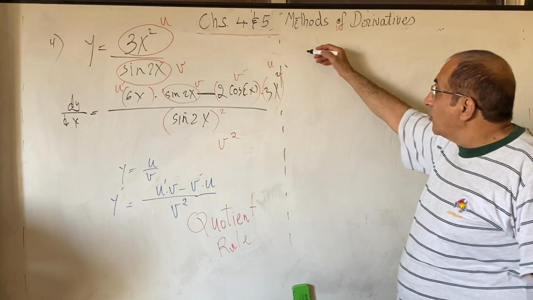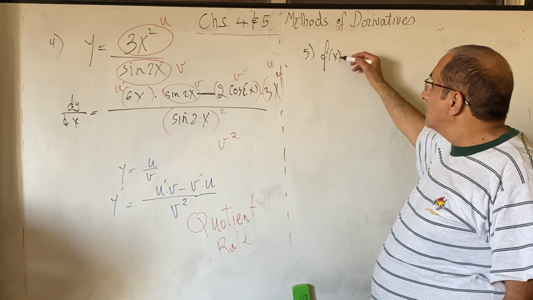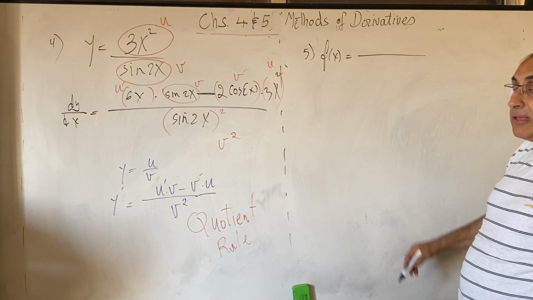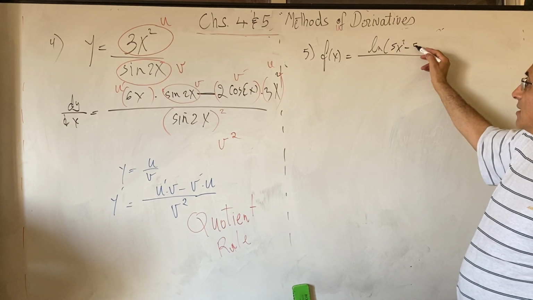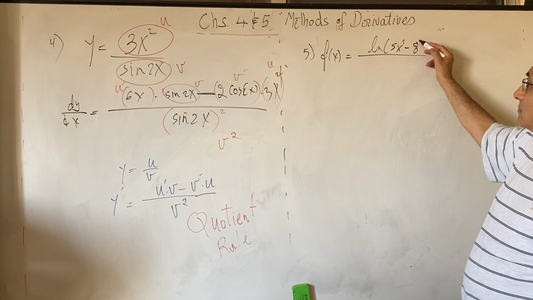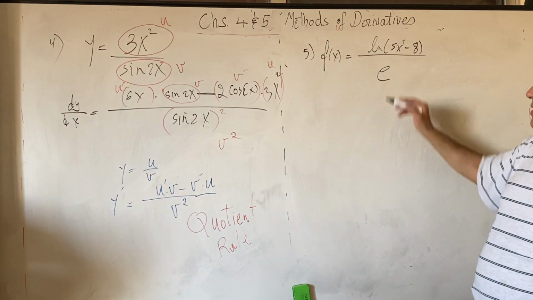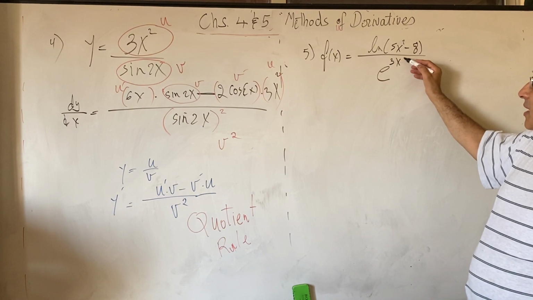Okay. Let's have a simple question for you. I don't want to go to hard ones yet. f of x equals, what do you like to put? Okay. ln of 5x squared minus 8, cool, no problem, divided by 3x squared.